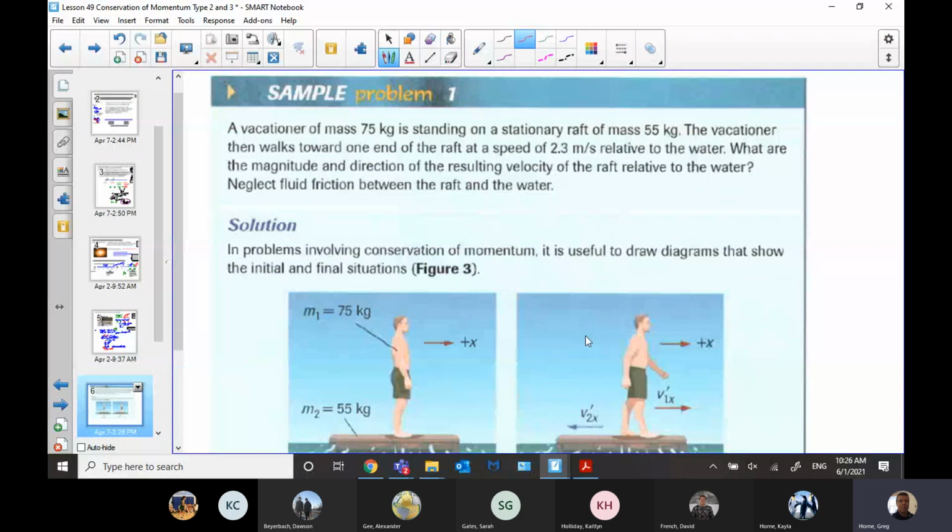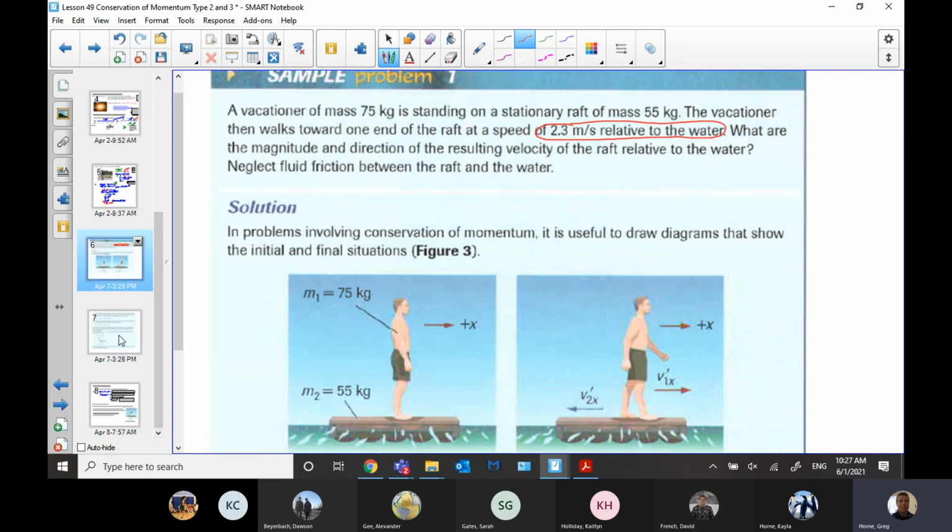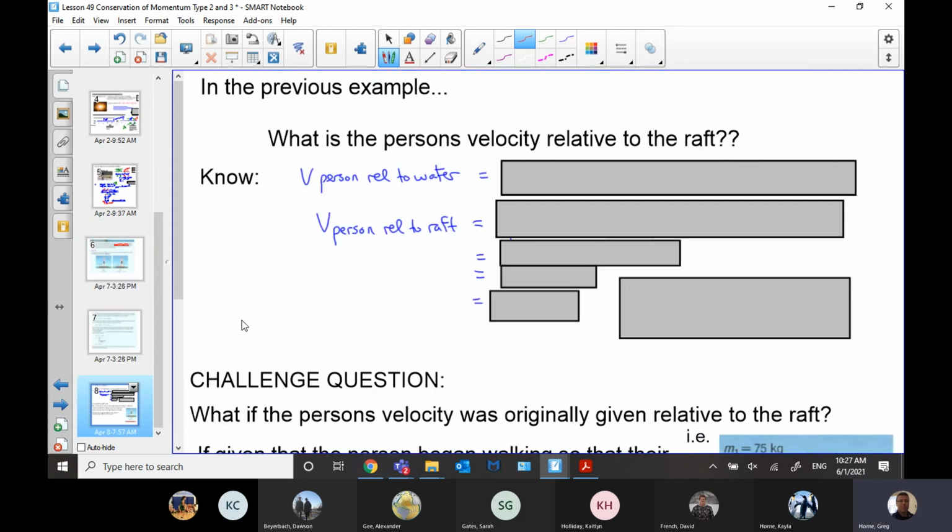So it's just another example worked out here. I'm not going to go through this one in detail, but this is the same deal, right? 75 kilogram and 55 kilogram, and the person starts walking. Notice again, it's relative to the water, right? So it's the exact same kind of question, just worked out again. If you want to try it from scratch, you'll have a solution here that you can look at. Okay, so I'm just going to go right through that, and you're going to try it. Just good practice, right?